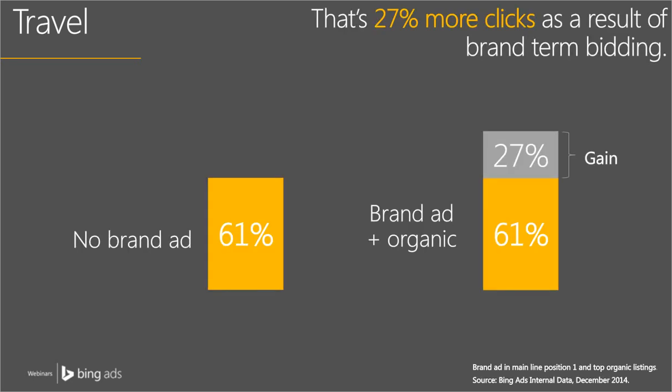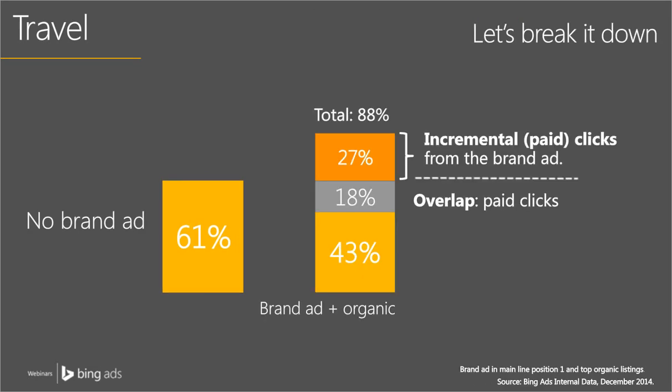So let's see what happens if the brand owner is bidding on its own brand terms. As you remember, this is average across the travel vertical. If the brand owner doesn't advertise, they get 61% of the clicks. If they do advertise, then on average the brand owner gets 88% of the clicks. So that's actually a 45% growth in the total number of clicks that the brand owner would see. It's pretty significant, I would say. Yeah, that's very significant.